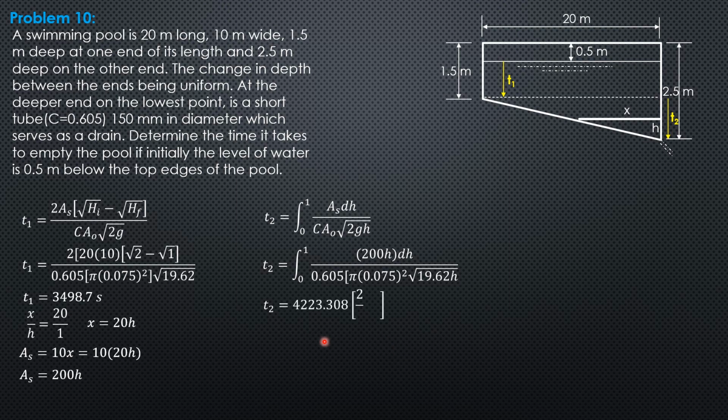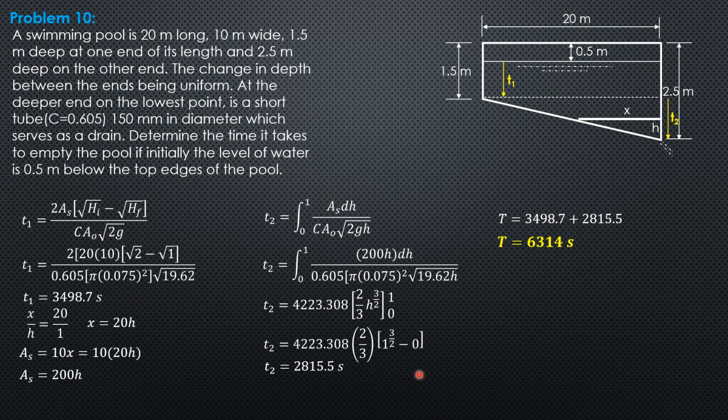So T2 is 4223.308, that's the constant, times the integral, 2/3 of H to the 3/2 from 0 to 1. Substitute: T2 is 4223.308 times 2/3 times the quantity 1 to the 3/2 minus 0 to the 3/2, which is still 0. So T2 is 2815.5 seconds. Finally, the total time to drain the pool is 3498.7 plus 2815.5. So T is 6314 seconds. That's it for this problem.